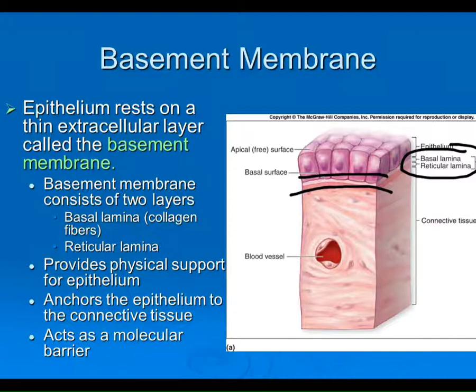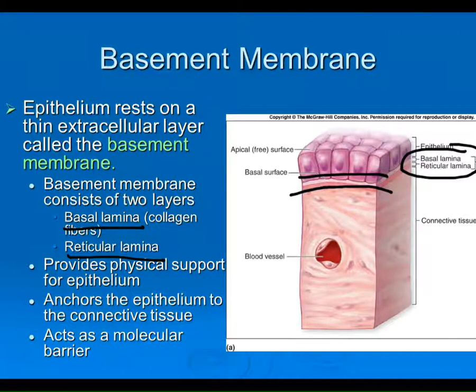Now, in anatomy, anatomists get around and they decide, okay, let's break it up and call it something else. So the basement membrane is that layer, but it can be further divided up into the basal lamina and the reticular lamina. Now, you know a little bit about that word lamina. What does it sound like to you? What other word have we talked about that sounds a little bit like lamina?